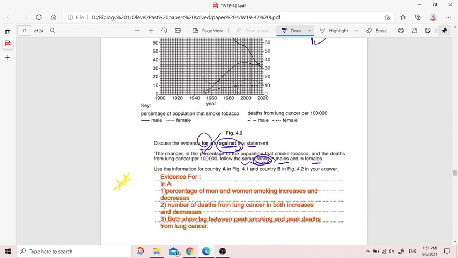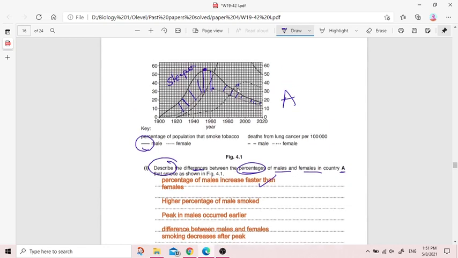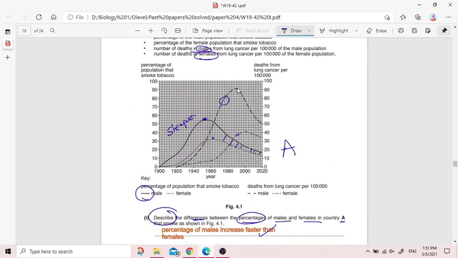What is the evidence for? I will look at country A. I want to compare the males and the females. Number 1: smoking in males and females increases and then decreases. So this is for the statement. Also, the death from lung cancer in males and females increases then decreases. So here both males and females follow the same trend.